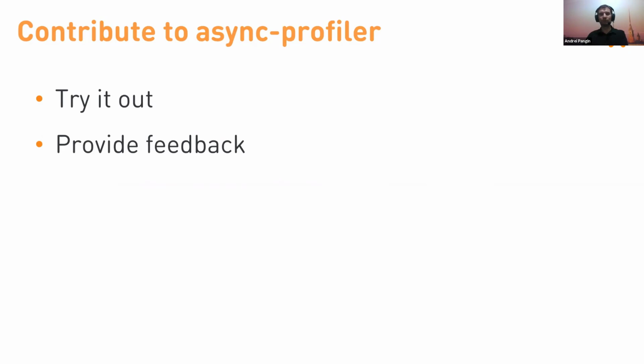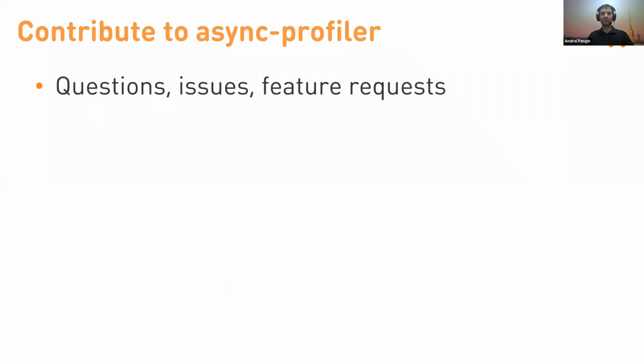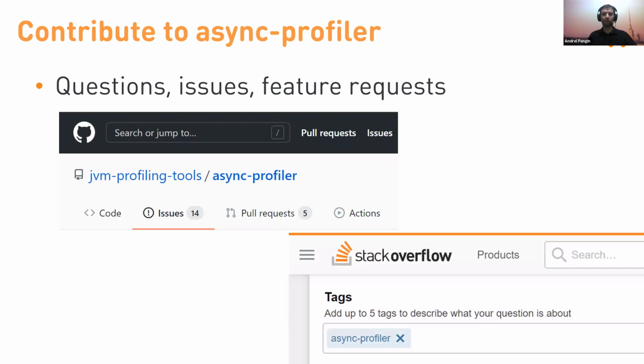Write posts, tweets, write blog posts, like these couple of blog posts that I didn't even have any relation to. They just appeared, describing their experience with Async-profiler. So if you have questions, want to report bugs or request new features, there are mainly two ways to do that. Of course, GitHub: go to issues and post your question or feature request. And there is also a dedicated tag on Stack Overflow, which I monitor. So ask a question with this specific tag, and I'll definitely see it.